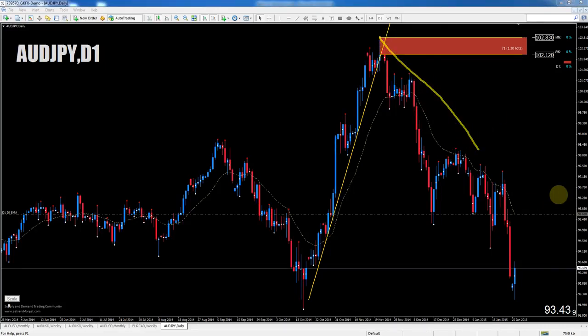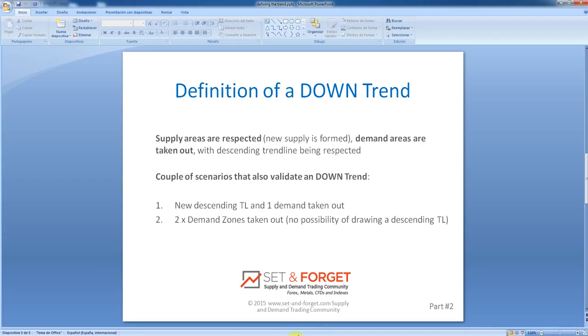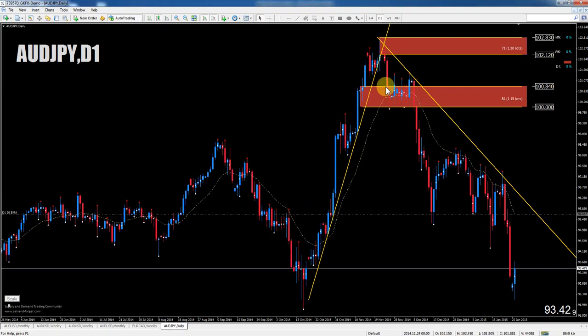That peak and that, two peaks. That is this one with this one, and one area of demand being removed. Once we have that happening, new descending trend line and one demand area taken out, we consider that we have a downtrend. And that happens exactly when we have this peak, second peak, and once we make a lower low than the low of the second leg of this peak. Right there, we are in a downtrend. Else it would be consolidation. The removal of one area of demand doesn't mean we have an opposing downtrend.